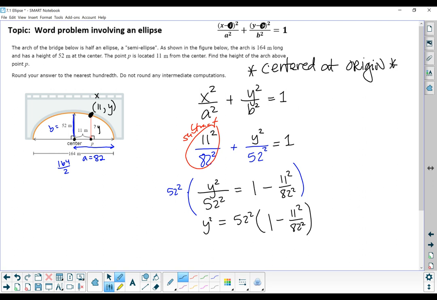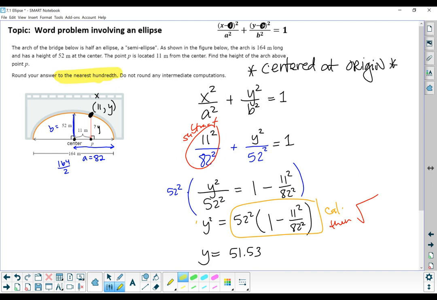You could have typed things into your calculator somewhere along the way, but I feel like it's easier to just wait. So we know what y squared is, so we can type this whole thing into our calculator just as is. And if we do that, we get, oh, I didn't write it down, some big number. And then to get y, take the square root of that. And so if you do that, you should get y is equal to 51.53. This does ask us to round to the nearest hundredth, so make sure you notice those rounding statements.